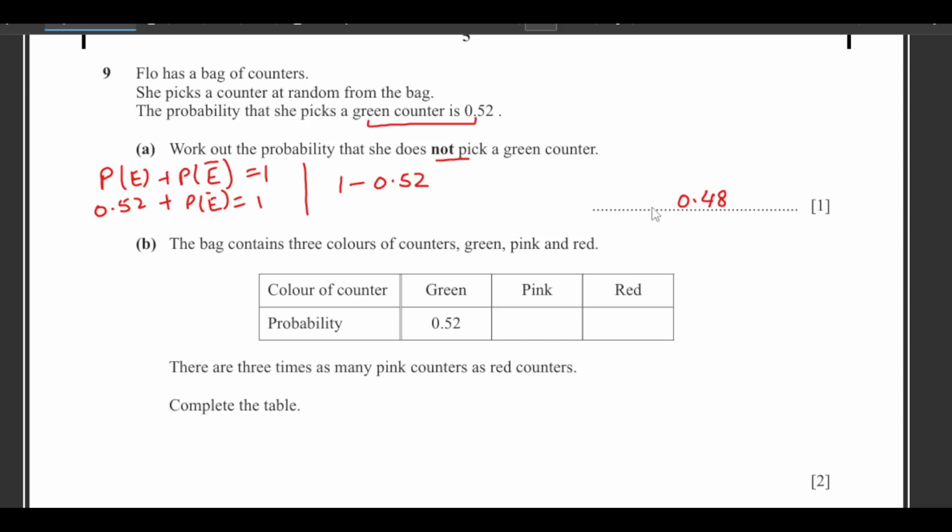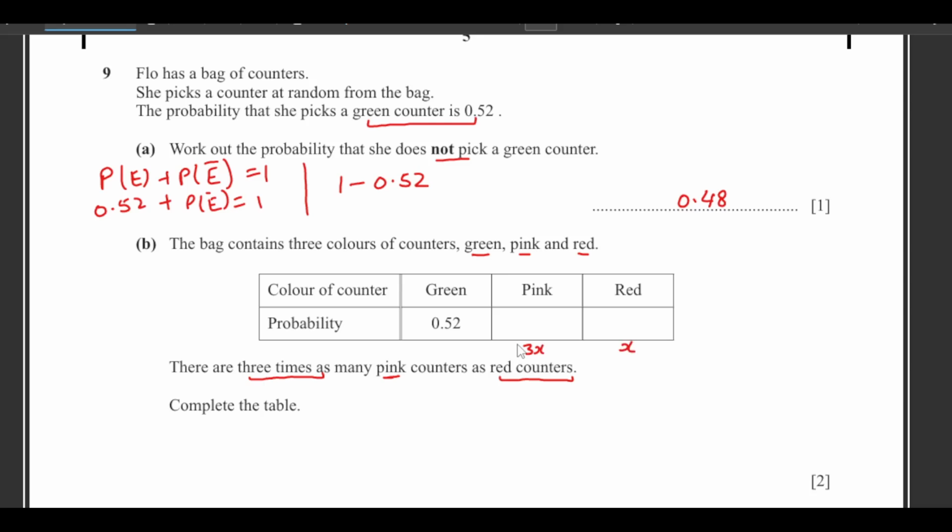Now, the bag contains 3 colors of counters: green, pink and red. We have these 3 colors here. The probability of green is 0.52. There are 3 times as many pink counters as red counters. Now, look at the statement again. There are 3 times as many pink. So, if red is x, pink counters are 3 times of red, that is the meaning of this statement.